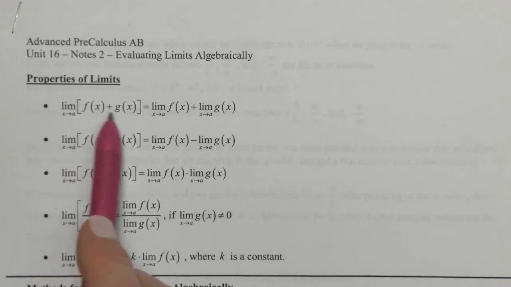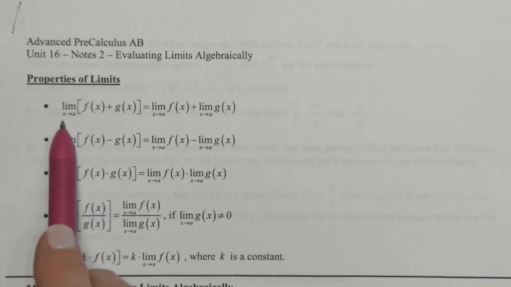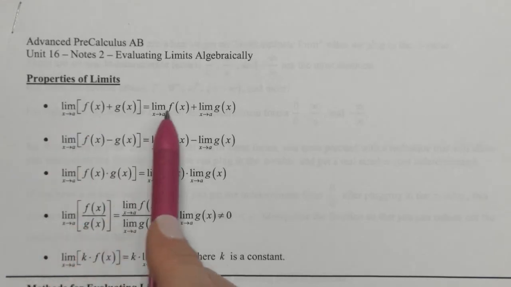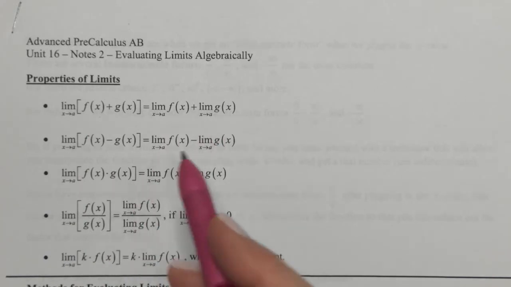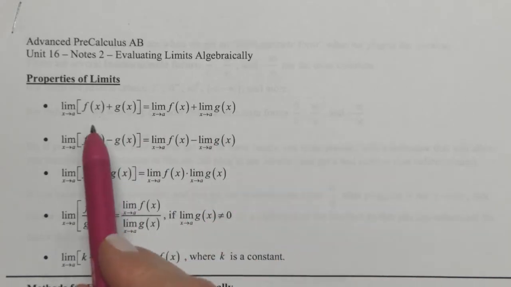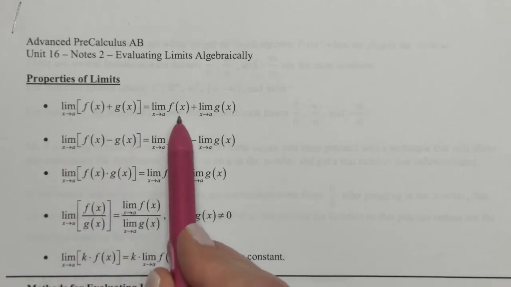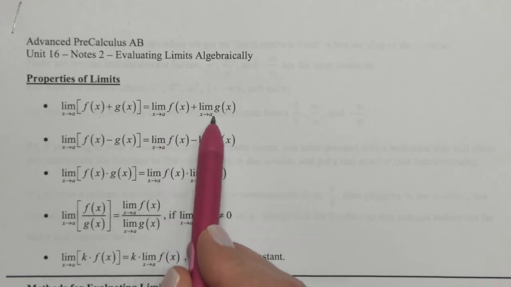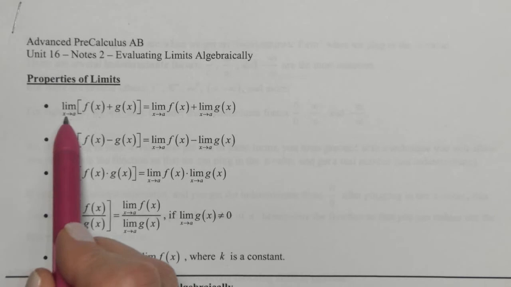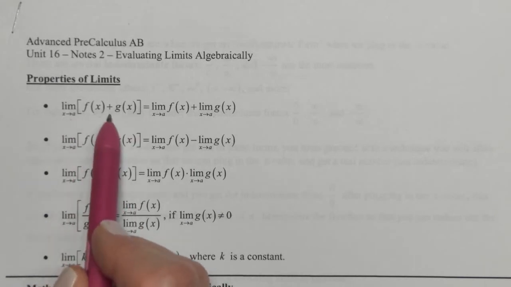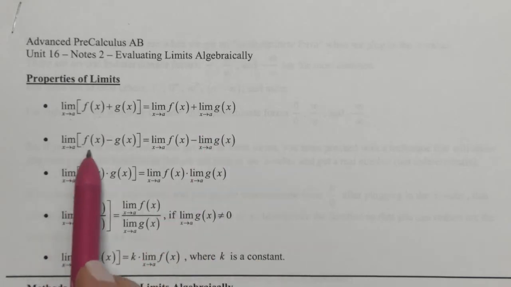Oftentimes we have a sum of two different functions, and the limit of a sum is the sum of the limits. And in my written notes, I have that written down. The limit of a sum is the sum of the limits. So it appears that we're distributing that limit through the parentheses. That's what it appears to do. So the limit of a sum is the sum of the limits.